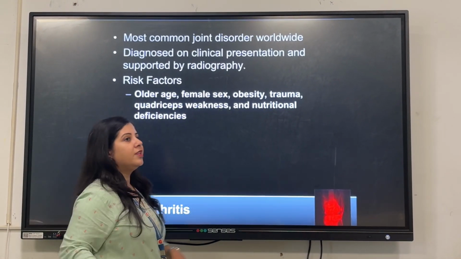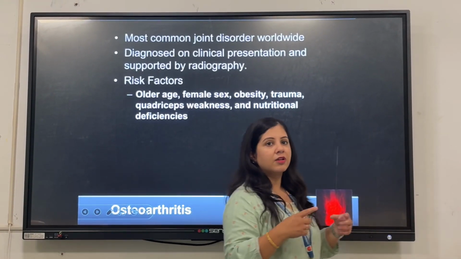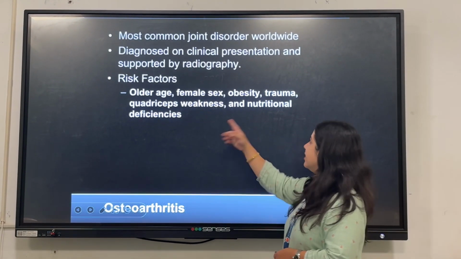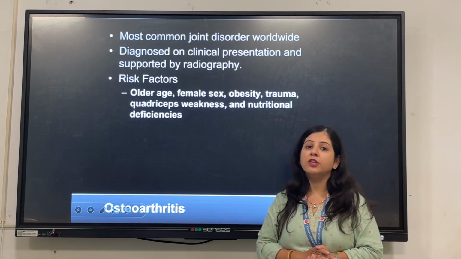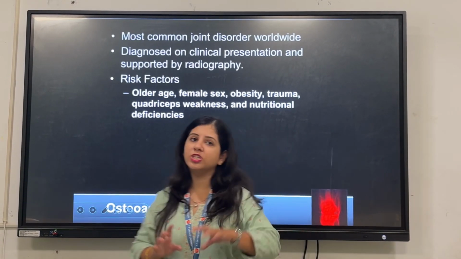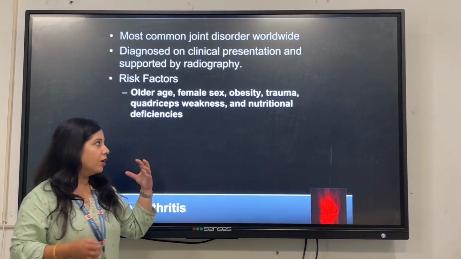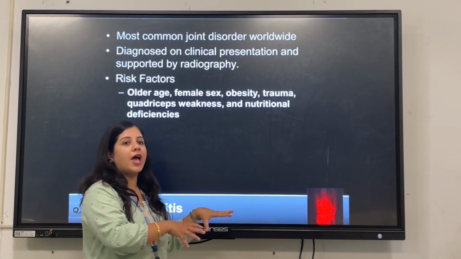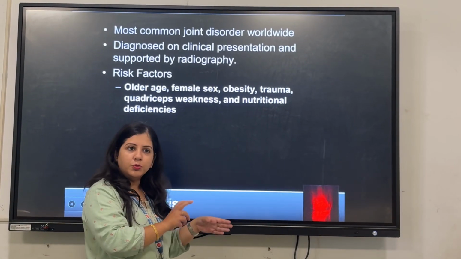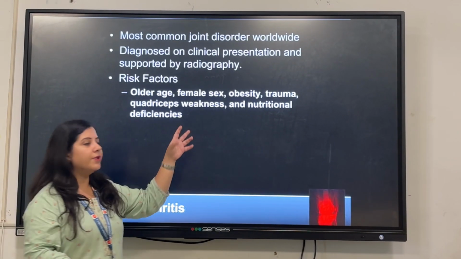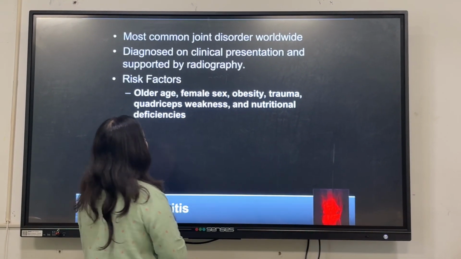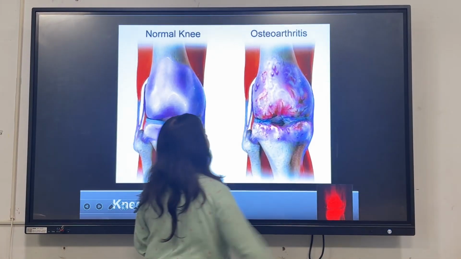Older age, obviously, as age increases the quality of bone decreases. Then quadriceps weakness, and there are several nutritional deficiencies which can decrease bone quality. As a result, since it is a weight bearing joint, there is osteoarthritis. Okay, so we'll go further.